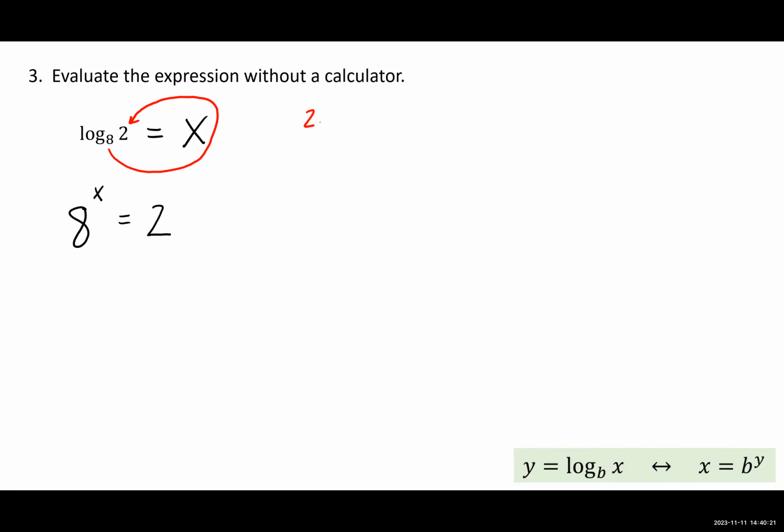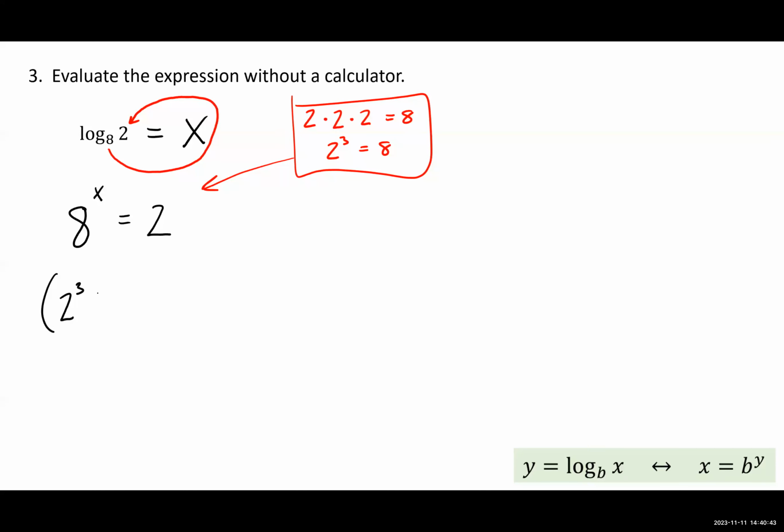The same thing as with the last problem. 8 is a power of 2. 2 times 2 is 4, times 2 is 8. So 2 to the 3rd power is equal to 8. So we could swap out the 8 on the left-hand side with a 2 to the power of 3. There's still a power of x. We haven't touched that yet.